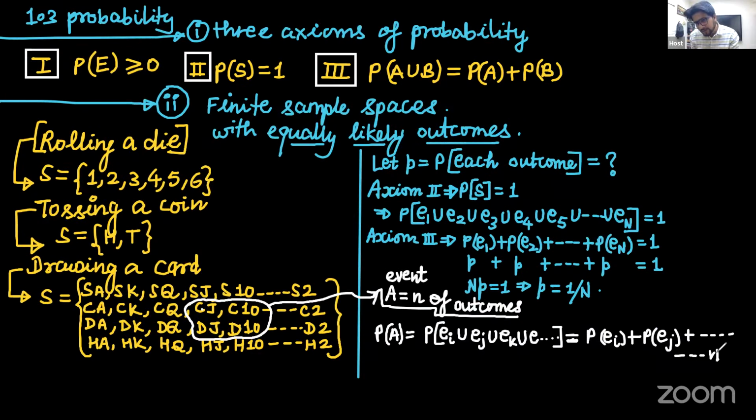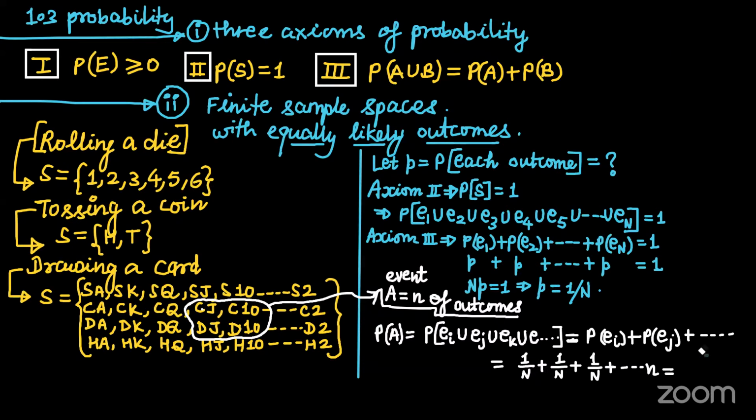You keep adding small n number of outcomes, but each outcome has a probability of 1 upon capital N. And you are doing this small n number of times. Now you tell me, what exactly are you getting?